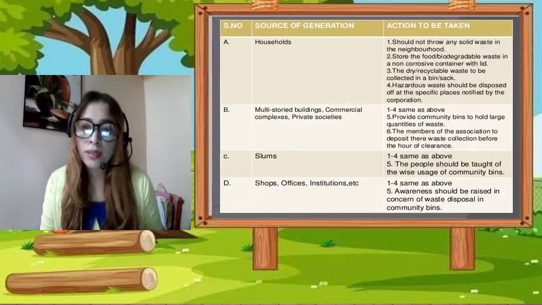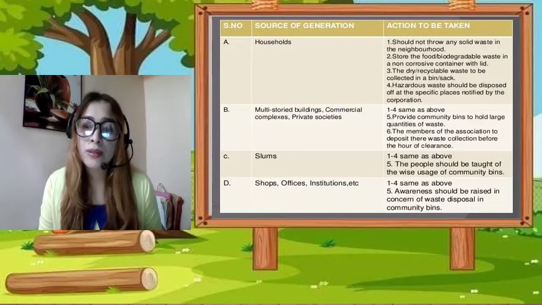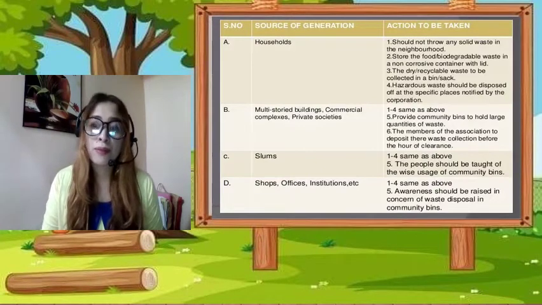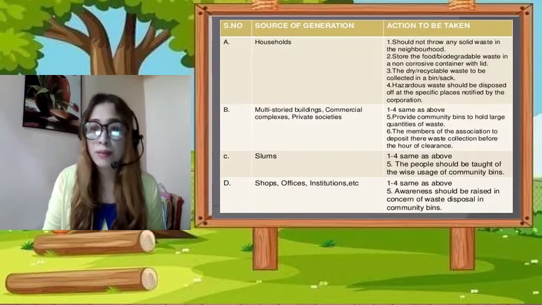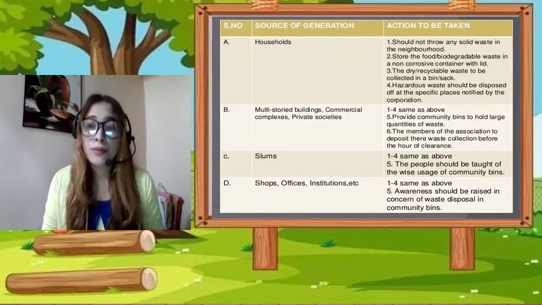For slum areas, it is the same: you have segregation of waste, and the people should be taught the wise usage of community bins. In crowded areas, we often observe that they forget to manage their waste well. So the community should always have at least one bin for the people to throw in. Anywhere they go, they should always see garbage bins, trash cans, for them to throw their garbage.